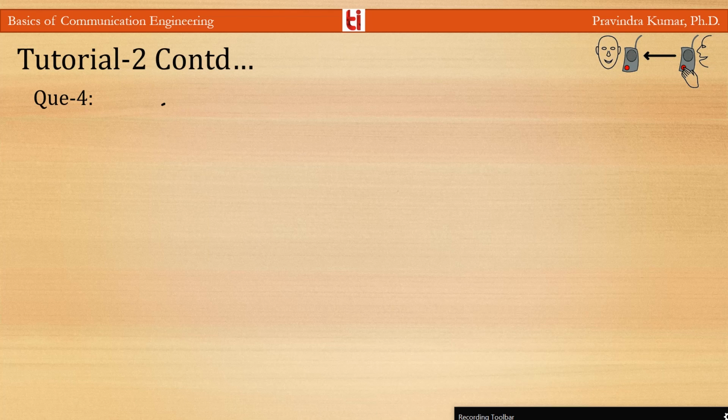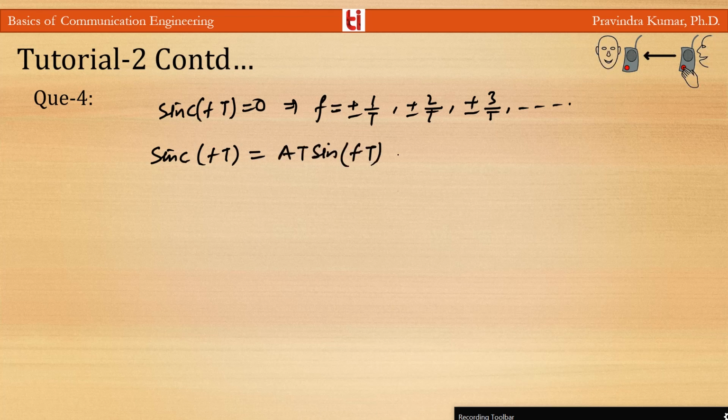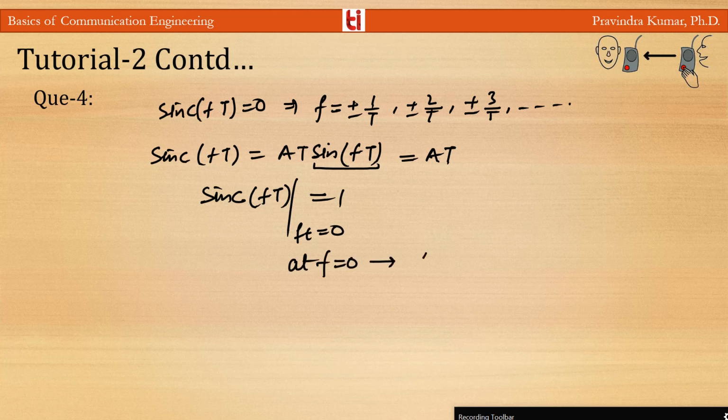So here you can see that the sinc(fT) is 0 where f is equal to plus minus 1 by T, plus minus 2 by T, plus minus 3 by T, and so on. And this sinc function, A T sinc(fT), will be equal to A T when this function is 1. So this function will be 1 when fT is 0. That is, at f equal to 0, the signal has value A T only.